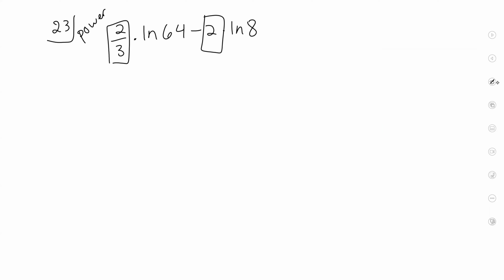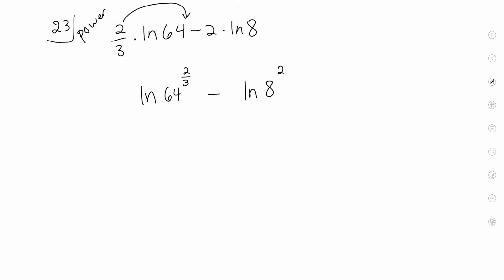Okay, here's number 23. Okay, so first I'm going to go ahead and use the power property because I have coefficients in the front. So when I use the power property, this will be natural log of 64 to the power of 2/3 minus natural log of 8 to the power of 2, because these coefficients became the exponents.